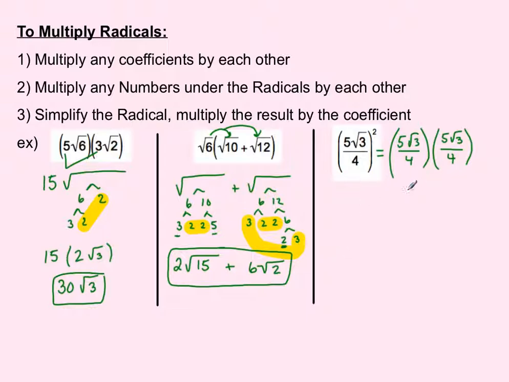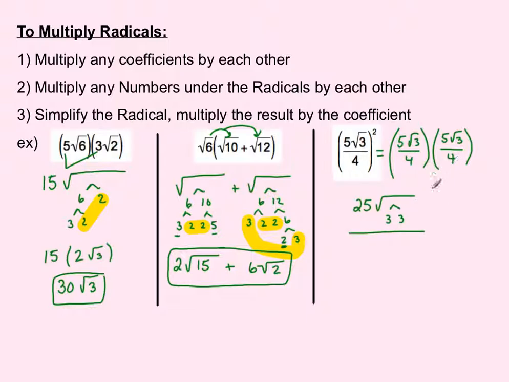So if I do this, I remember coefficients get multiplied by coefficients, radicals get multiplied by radicals. So 5 times 5 is 25. The square root of 3 times the square root of 3, again, using that thinking, not actually multiplying together. This is just a pair of 3's already. I'm going to not simplify it yet, though.